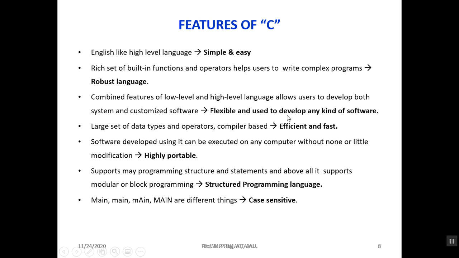It is flexible and used to develop any kind of software, because using C we can develop either system software or any customized software. It is fast and efficient. Why is it fast? Because it is compiler based, and it is efficient because it has a large set of data types and operators. It is highly portable because a program written in C language can be easily transferred to any other PC where we don't have C, and we don't need to make any changes in our code. Without any changes, we can execute that program easily on the command prompt.